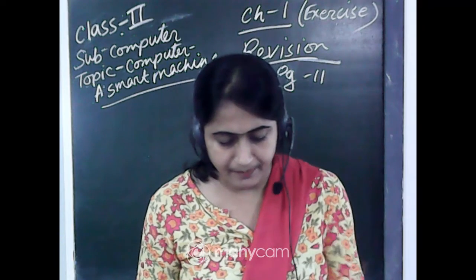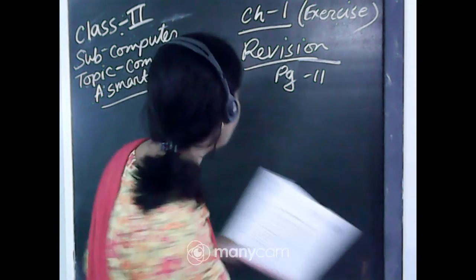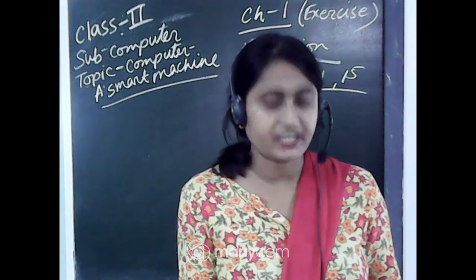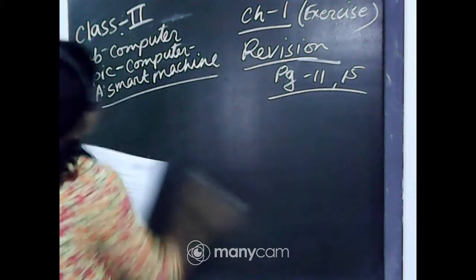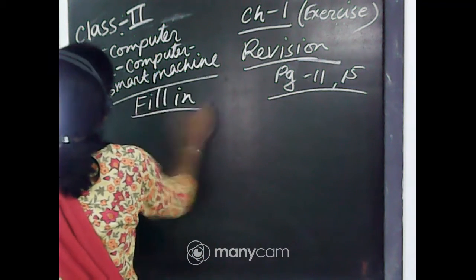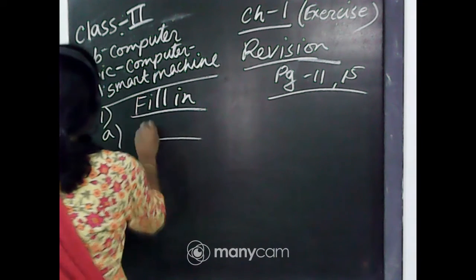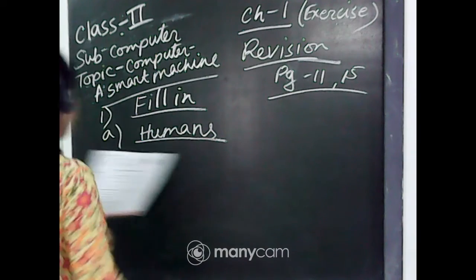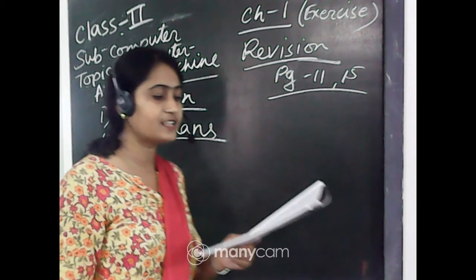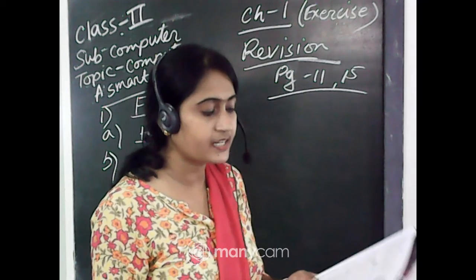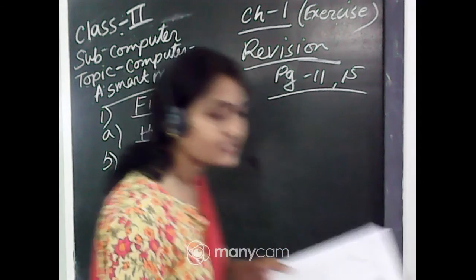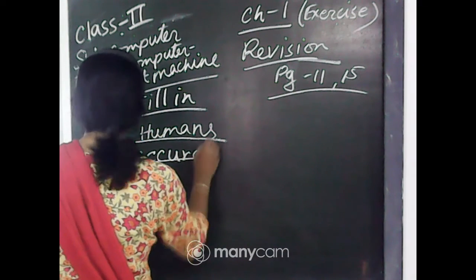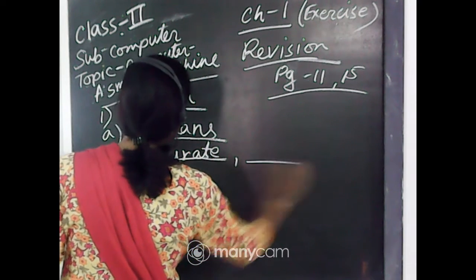Next, turn over the page to page number 15. Now open page number 15. Fill in the blanks. Number 1A: Dash can make their own decision. Who can make their own decision? Humans can make their own decision, H-U-M-A-N-S. Next, B: A machine gives 100% dash result and does not get dash. A machine gives 100% accurate result and does not get tired. So the first blank is accurate, A-C-C-U-R-A-T-E, and the next blank is tired.